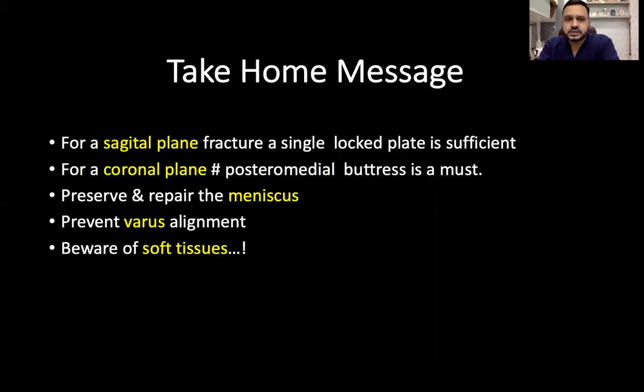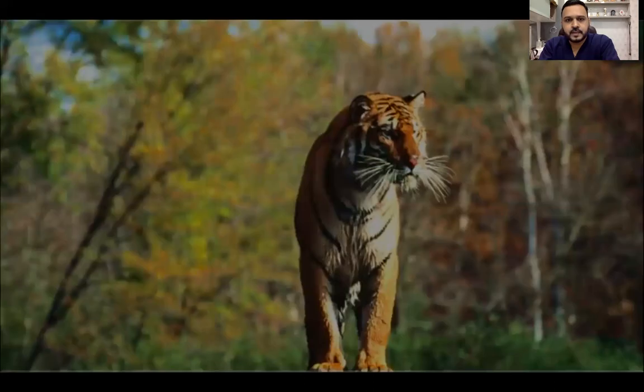Take-home messages: for a sagittal plane fracture, a single lateral locked plate is sufficient. For a coronal plane fracture, a posteromedial buttress is a must. Preserve and repair the menisci as early as possible. Whatever you do, prevent varus alignment and beware of soft tissues. Thank you.